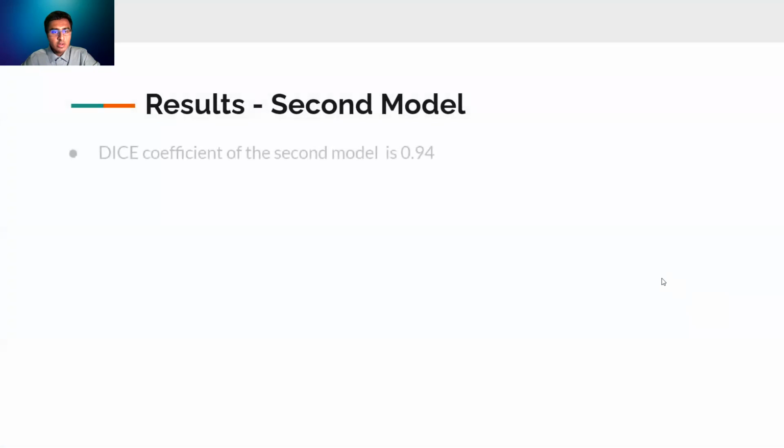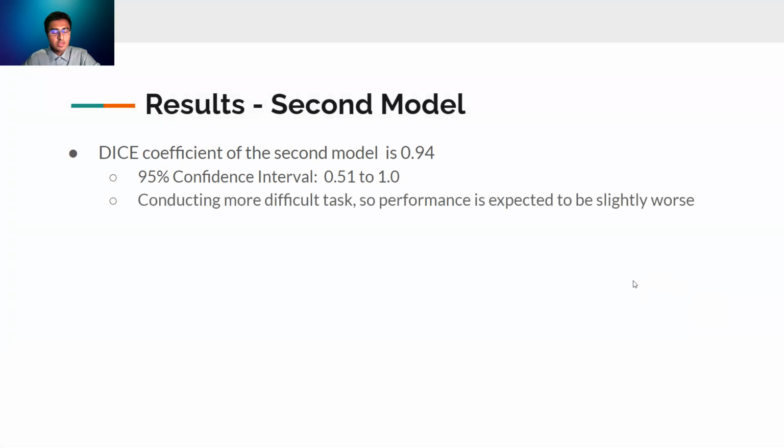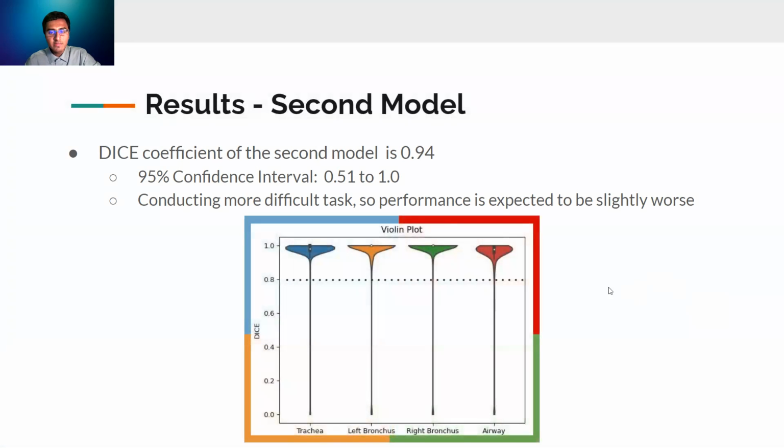The TBS net obtained a Dice coefficient of 0.94 with a 95% confidence interval of 0.51 to 1.0. The TBS net is conducting a more difficult task than the BBNet, so its performance is expected to be slightly worse. Here we can see a violin plot of the Dice scores for each channel. Once again, the majority of the distribution is above 0.8, so the model performed well.